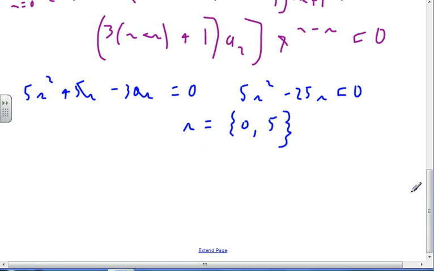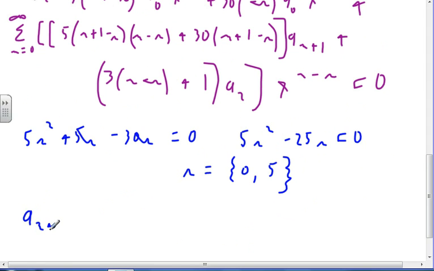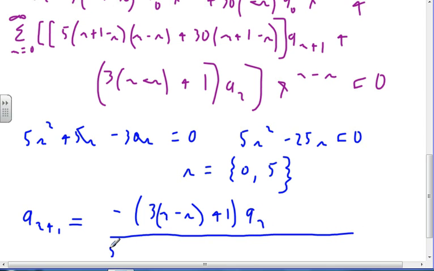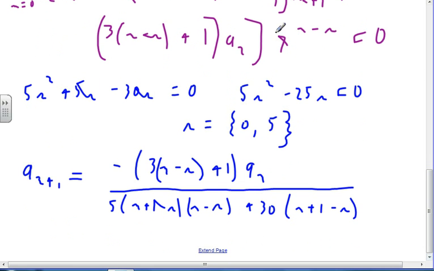Okay, so I got a recurrence formula. And the recurrence formula: a n plus 1 is going to equal minus 3 n minus r plus 1, a n divided by 5 n plus 1 minus r, n minus r, plus 30 n plus 1 minus r. Isn't that lovely?